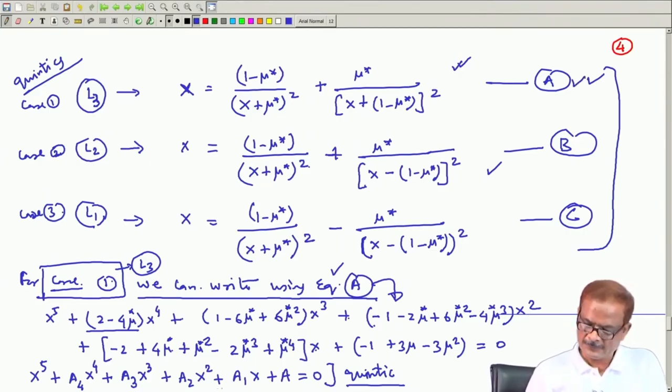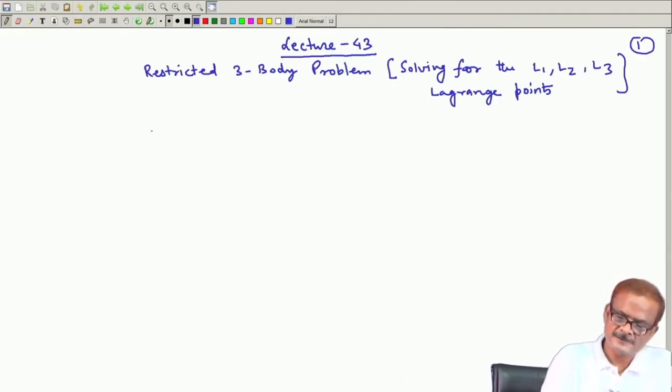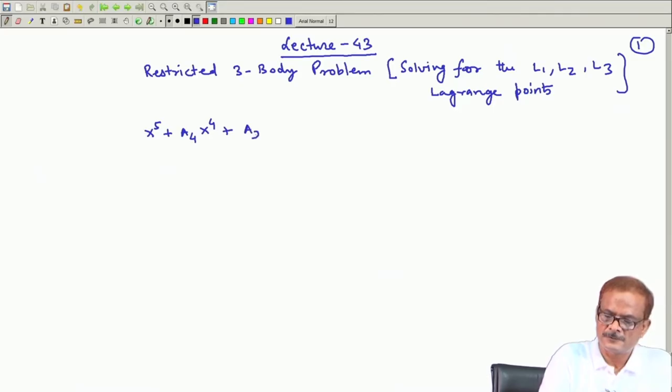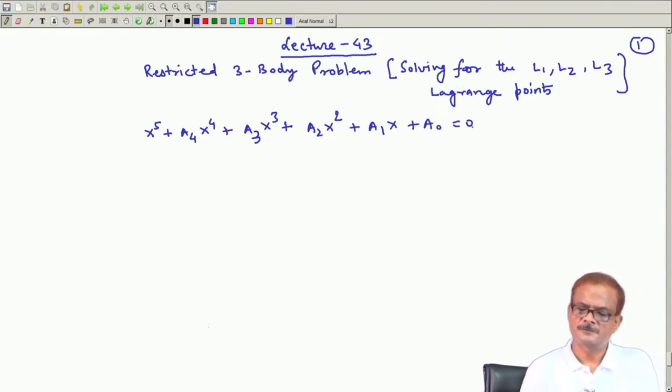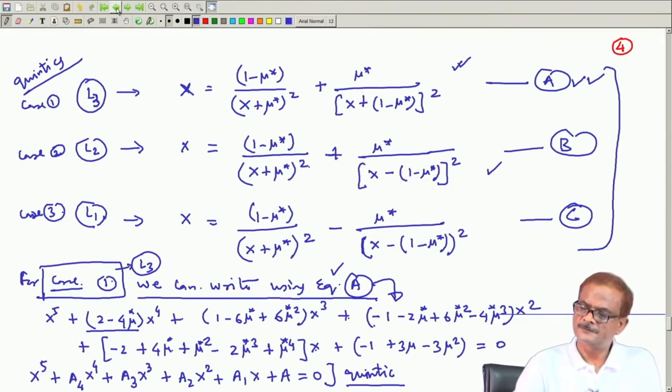From this equation A, our equations can be written in this format: x to the power 5 plus a4 x to the power 4 plus a3 x cube plus a2 x square plus a1 x plus a0 equal to 0. This is true for all the three equations A, B and C. All of them can be reduced into this format.